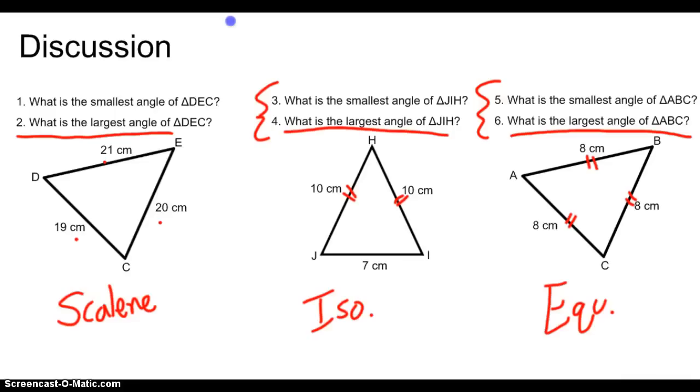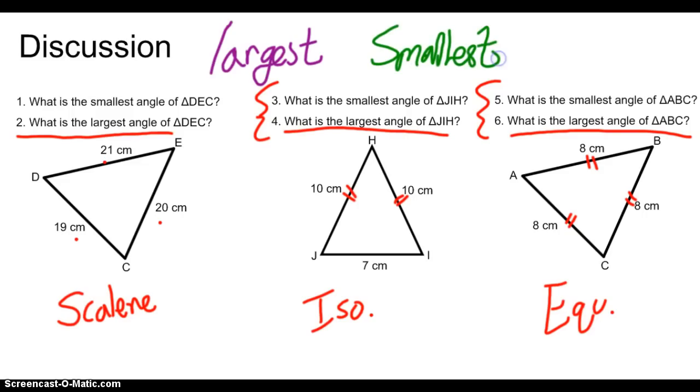So to make things easier to see, I'm going to use the color purple to mark all of the longer or larger angles. I'm going to use the color green to mark all the smallest angles. So we're looking at this first one, the scalene triangle. Well, we know that the smallest side is 19 centimeters, so the smallest angle is going to be across from it, angle E. Whereas the longest side is 21 centimeters, so the largest angle will be angle C, right across from it.